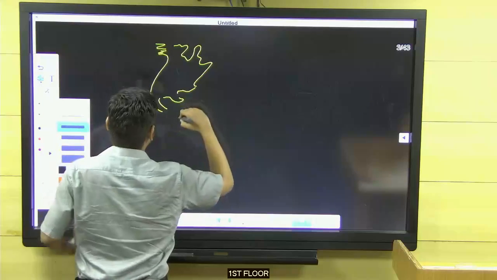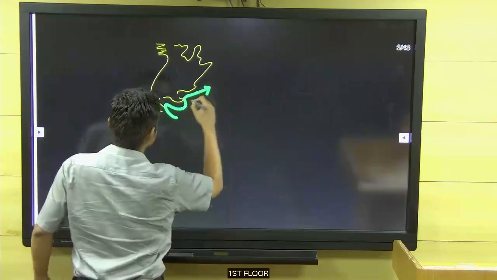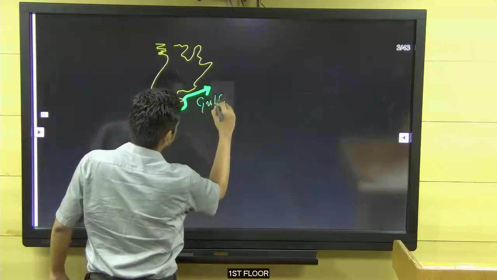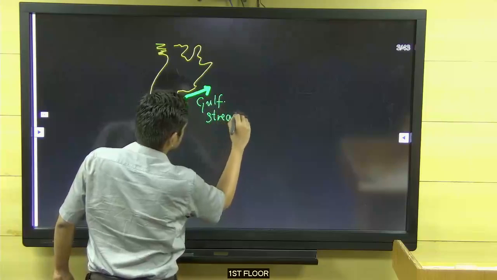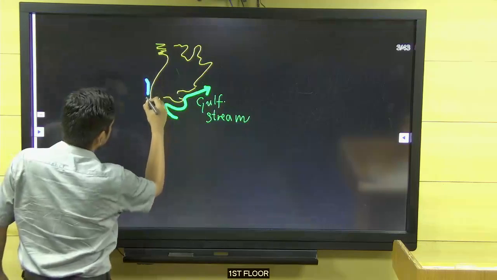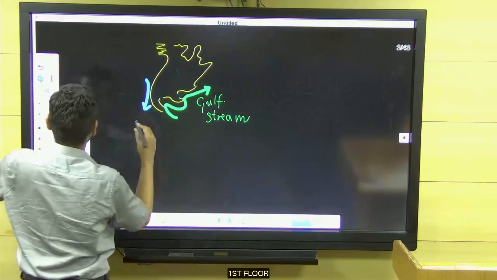This is your warm ocean current. It's called as Gulf Stream. Why Gulf Stream? Gulf of Mexico. This is a cold ocean current. California. Cold.